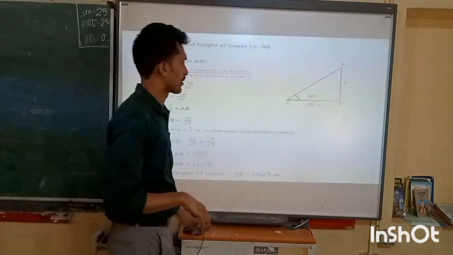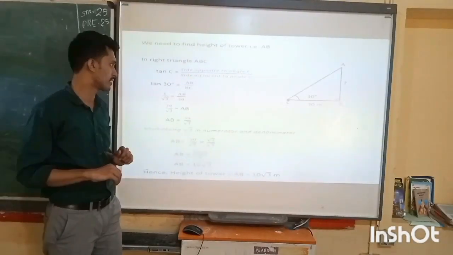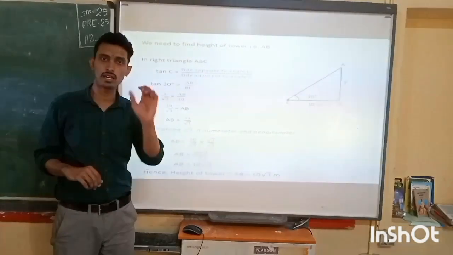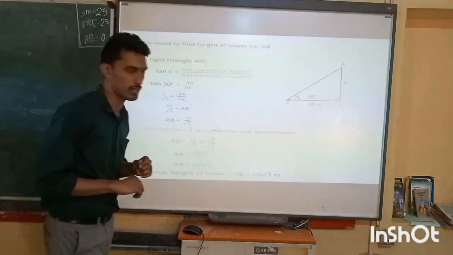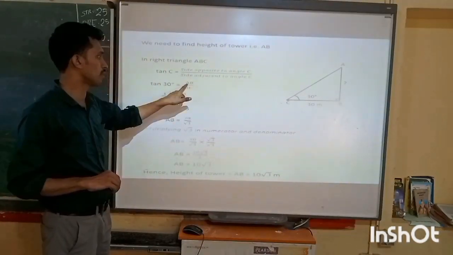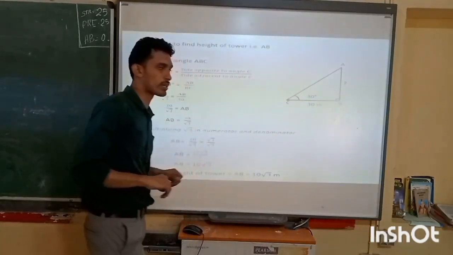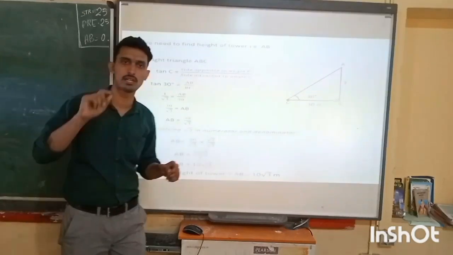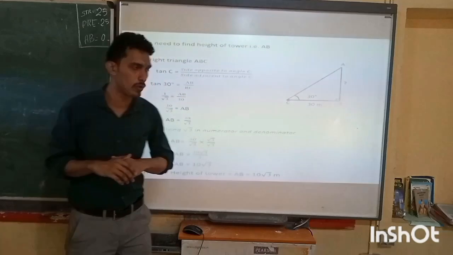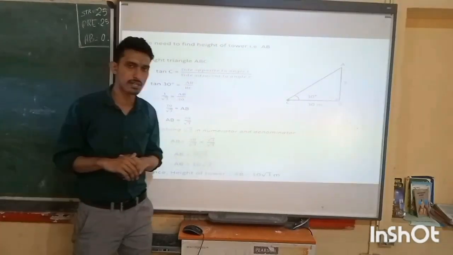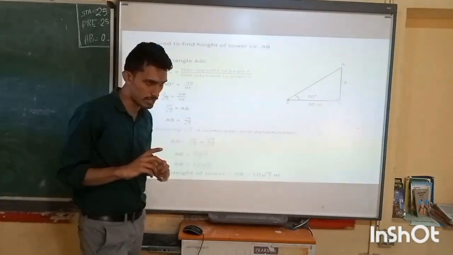So to find the height of the tower, we directly apply the concept of the trigonometric ratio tan. So tan 30 is equal to AB by BC. The height of the tower is not given; that is what we have to find out from this question. So tan 30 equal to AB by BC. The value of tan 30 is 1 by root 3. So 1 by root 3 equal to AB by 30.